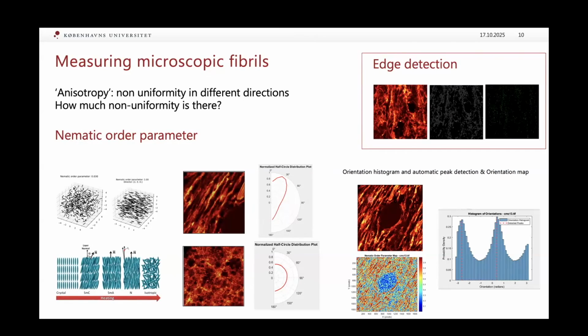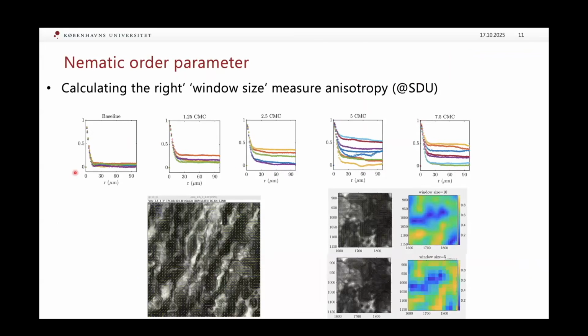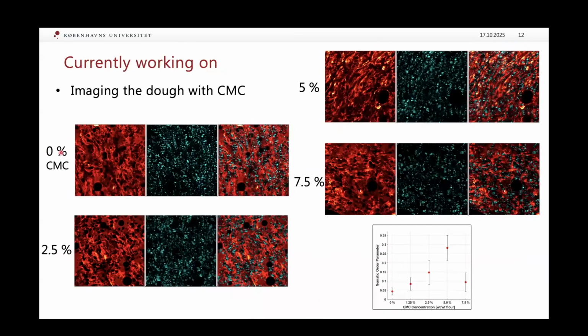But you require a window size for this, so even understanding which window size to do these measurements at is important. In this case, the thickness of these fibrils is what determines the size of the window. And yeah, we added different levels of carboxymethyl cellulose, and we could see how until 5% we have an increase of this nematic order parameter, so it's becoming more anisotropic, and then there is a point in which it starts to go down.